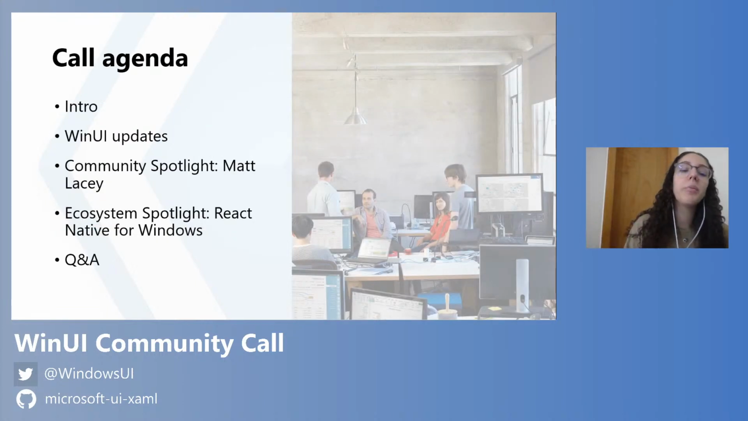So I'm going to do my usual intro. We're going to get into a few quick updates, and then we will get into the fun stuff. So today we're welcoming Matt Lacey, who is one of our community members, and he is going to be our community spotlight this time around. He's going to be talking about his experience in open source software, best practices, as well as talking all about the RapidXAML toolkit, which is a really cool thing that he built. And then we have our ecosystem spotlight, and we are re-welcoming Kiki to the call. She was on us for the last call, and she is going to talk all about React Native for Windows. And then, of course, we will have our Q&A at the end.